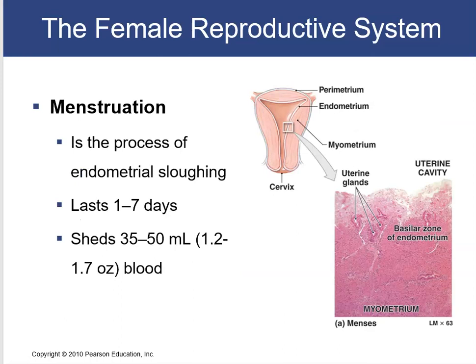Menstruation itself is the process of endometrial sloughing. This will last between 1 and 7 days, again depending on the female. Total volume that is shed will be between 35 and 50 milliliters of blood.